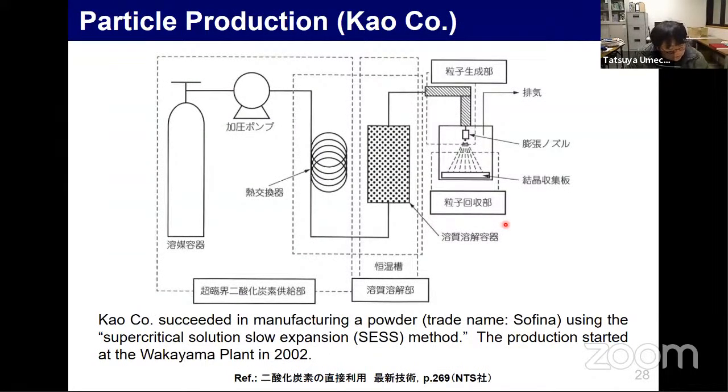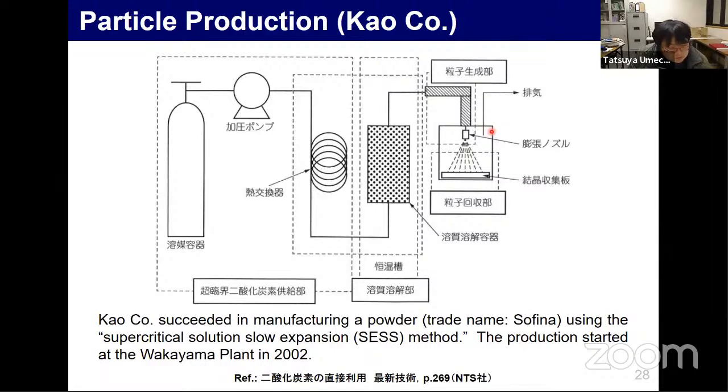Finally, I will introduce an example of fine particle production. This figure is a schematic view of the production process of fine particles by a cosmetic company of Japan. The raw materials for the fine particles are dissolved in supercritical carbon dioxide in the reactor. Then the pressure of the system is reduced by slowly releasing the supercritical carbon dioxide solution from a nozzle. The raw material for fine particles can no longer be dissolved in the carbon dioxide, and fine particles are produced. The fine particles produced with supercritical carbon dioxide solvent are used in cosmetic products.